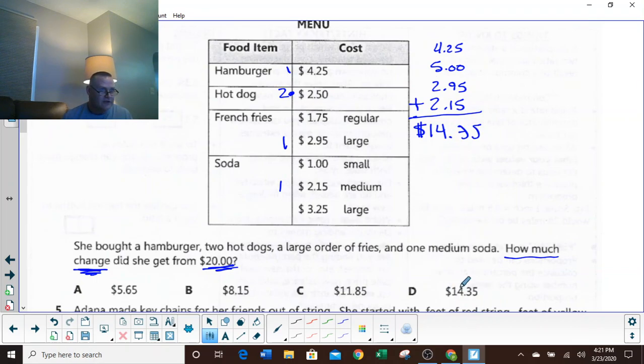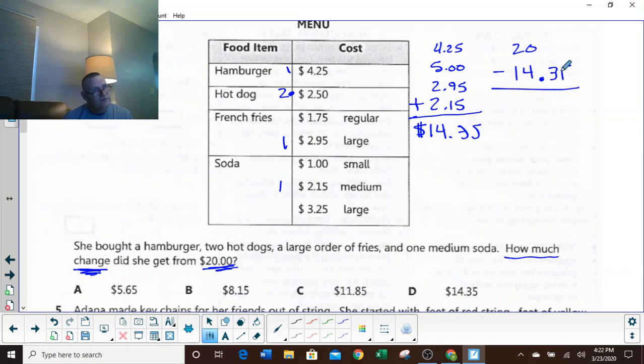$14.35. Don't go down here and circle D. Come on, that's not what it asked. You started out with $20. Okay? Now you got to subtract $14.35. To me, that's expensive. I'm not spending $14.35. I don't care if I wouldn't spend that on Noah.